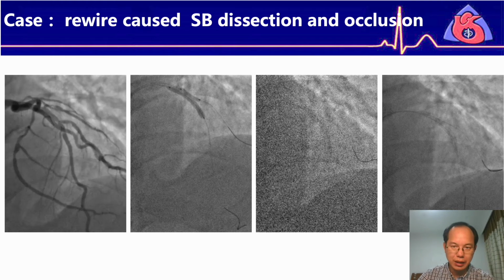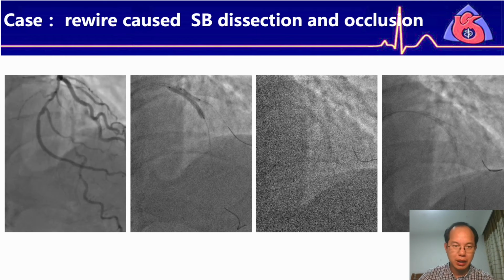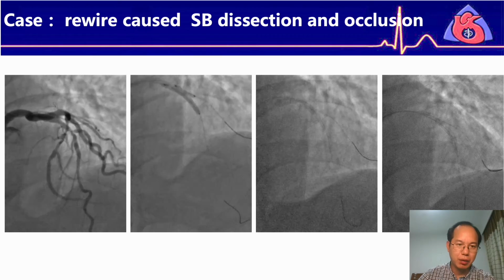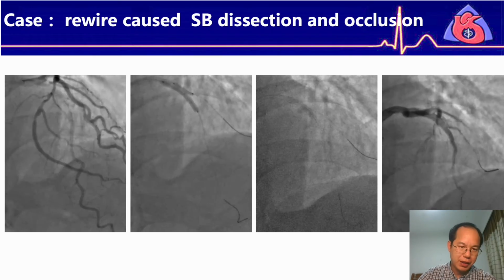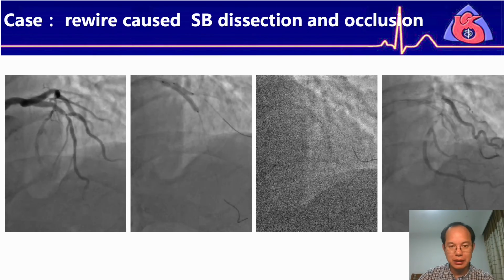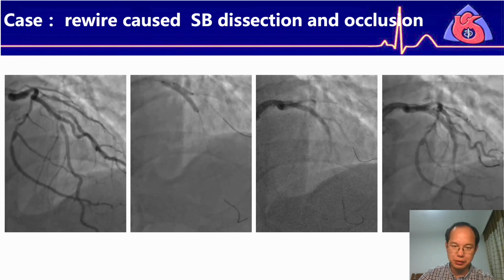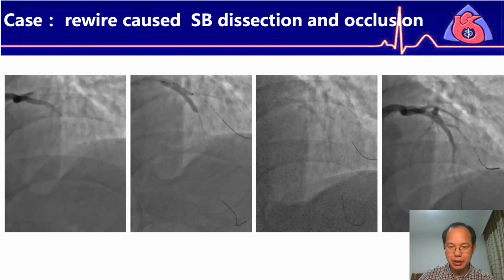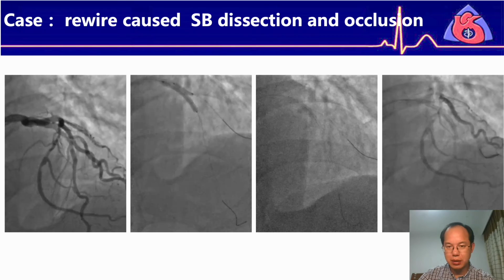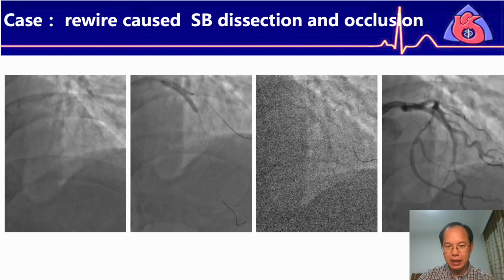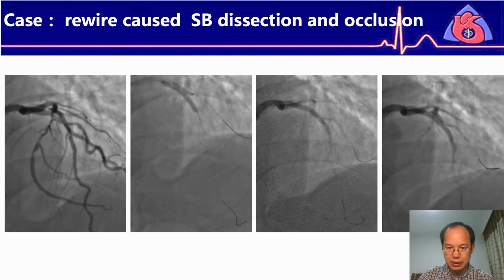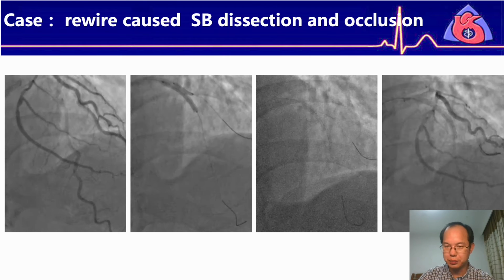And here is another case of side branch occlusion caused by rewiring. The diagonal was open during its active protection. However, during its rewiring, the diagonal branch was dissected and occluded.